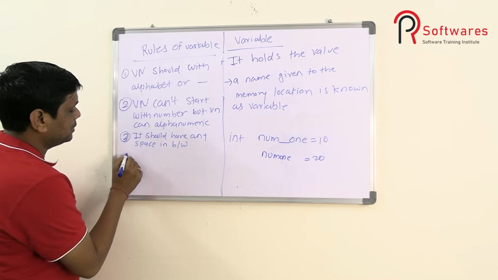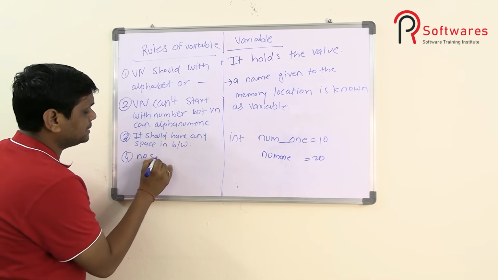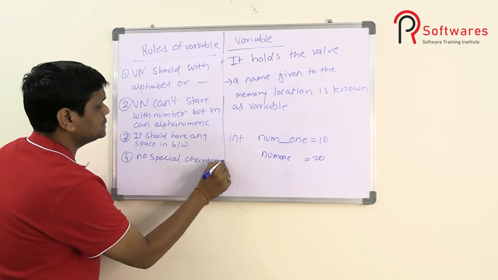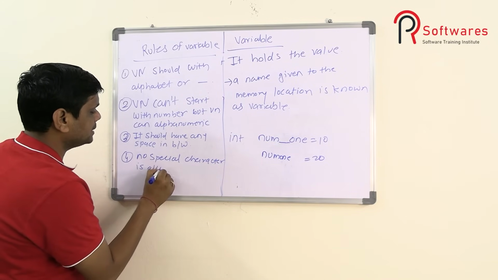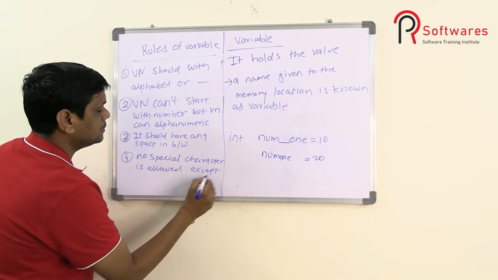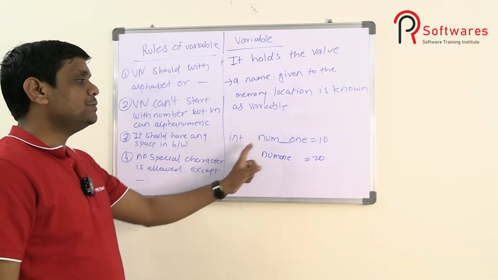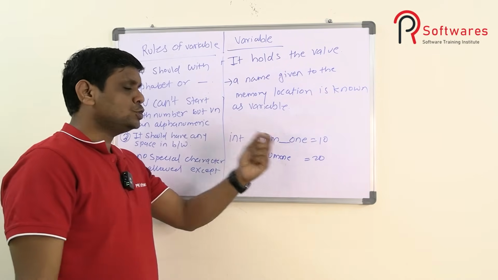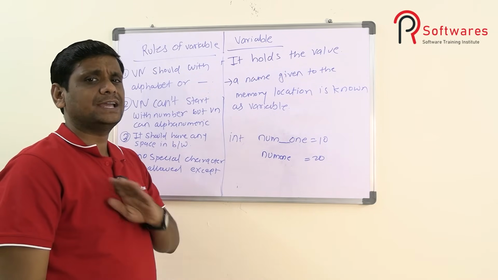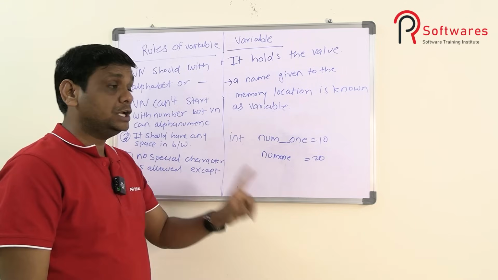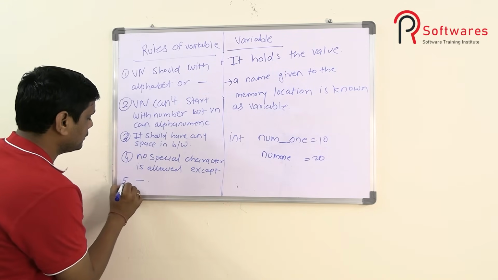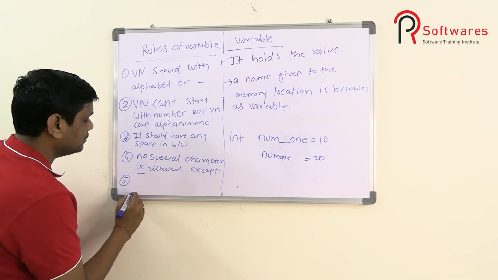This was rule number 3, now rule number 4. No special character is allowed except underscore. Whenever you want to write a name, don't use any symbol except underscore, like dollar, star, hash. Nothing should be used in the variable name. Only underscore is allowed. And the last and final rule is rule number 5.